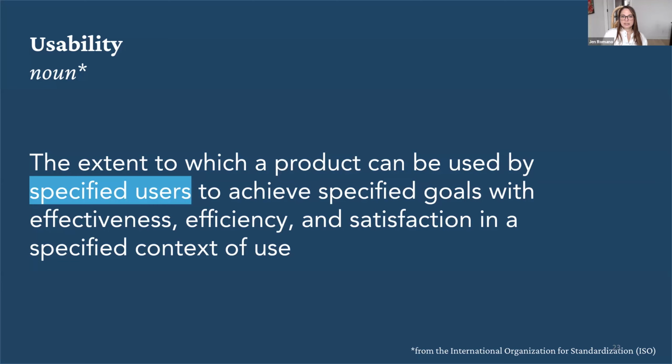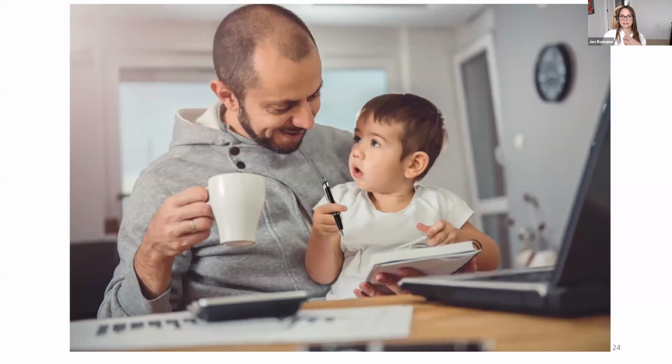And we want to understand the extent to which this product can be used by specified users. Now, this part is important. Specified users. So who are the actual target users of our product? It wouldn't make sense to test the way this product, this pen, works with a baby, because babies presumably are not using this product, the pen. So we want to make sure when we're doing usability testing that we're working with our specified users, the people who are actually using the product, the target product.